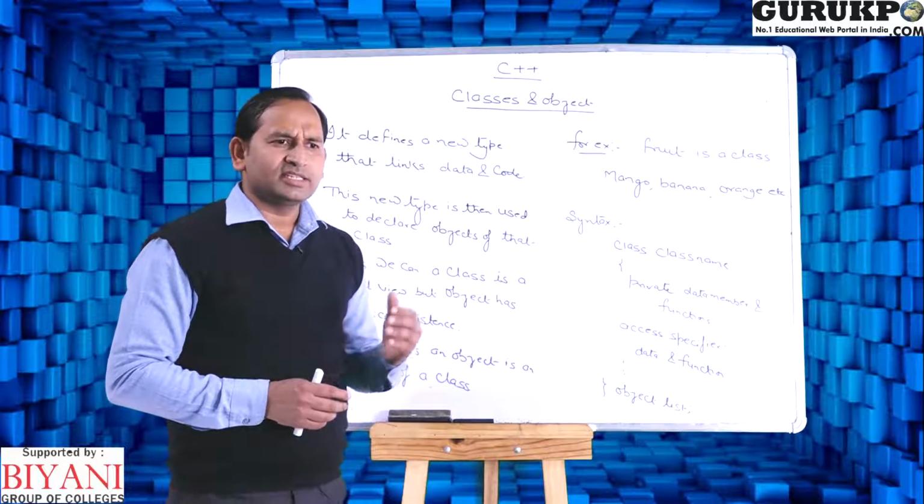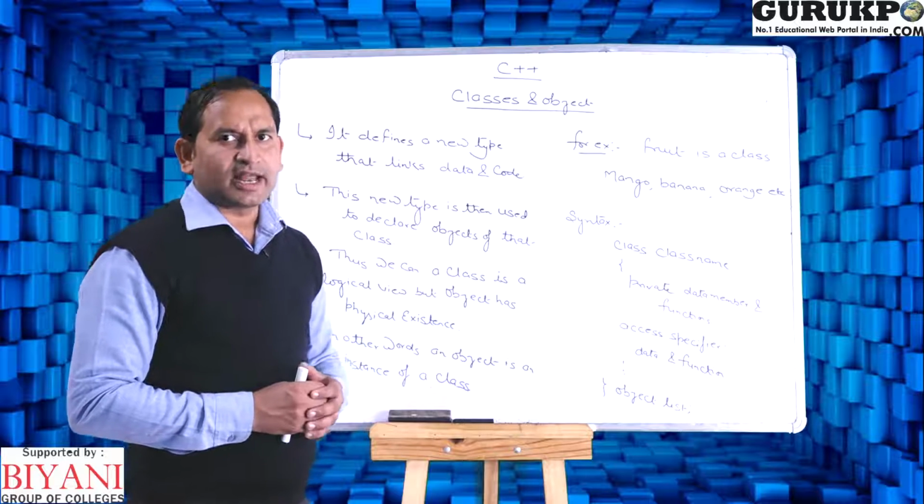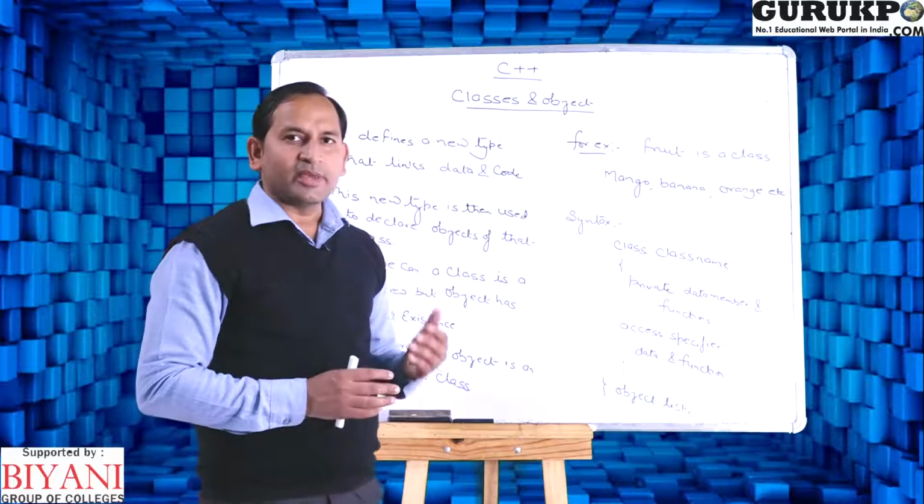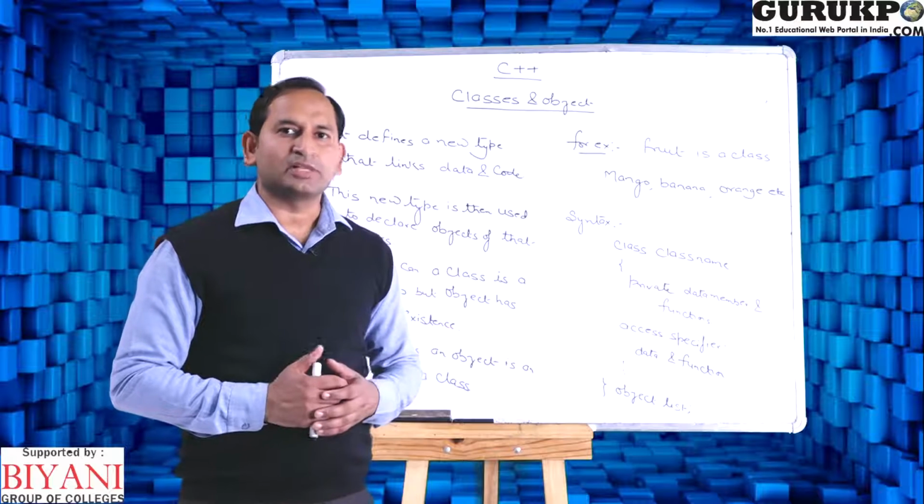We can see a real life example of a class daily, like fruit. Fruit is a class, and mango, banana, pineapple are examples of objects of that class.